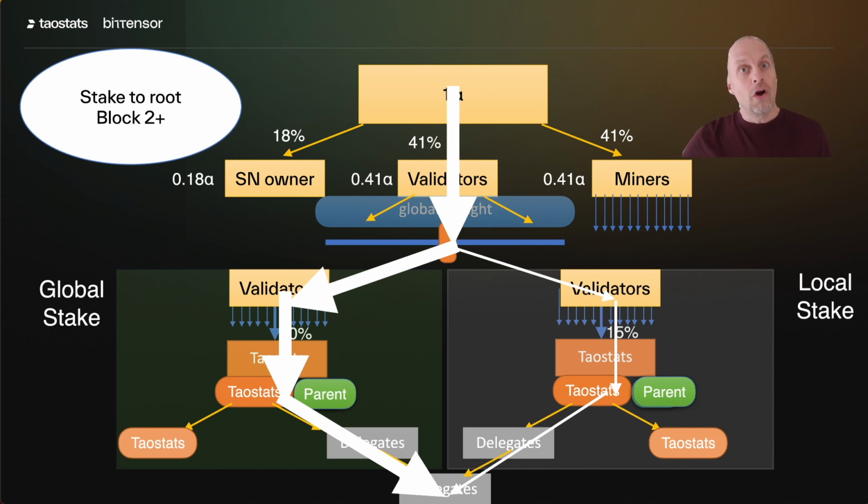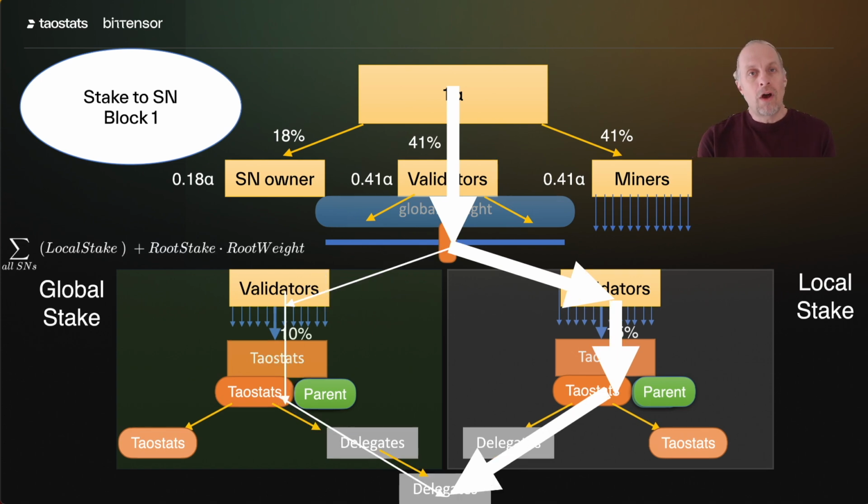And this is going to occur across all of the subnets. So you stake to root, you're going to earn alpha, beta, gamma, delta out through all of the letters. And it's going to slowly increase because now you're also gaining your global stake, but you're also gaining local stake. And so you'll see your local stake increase over time.